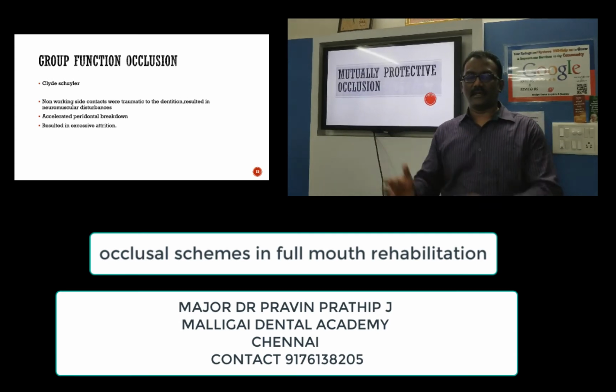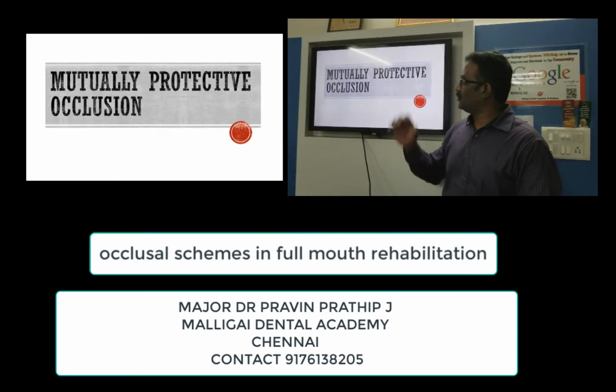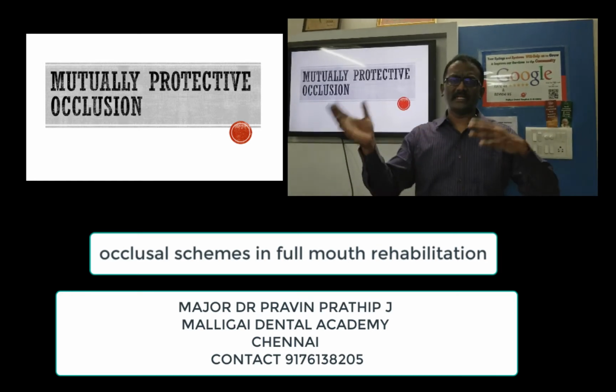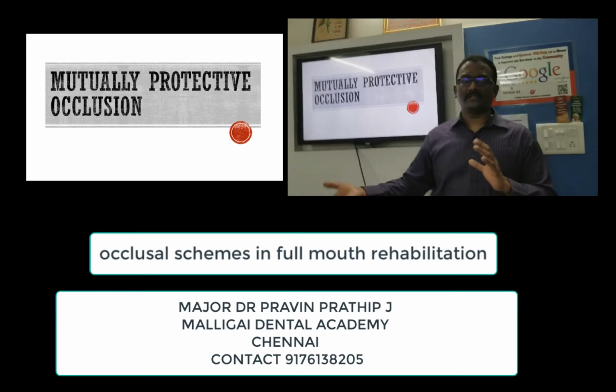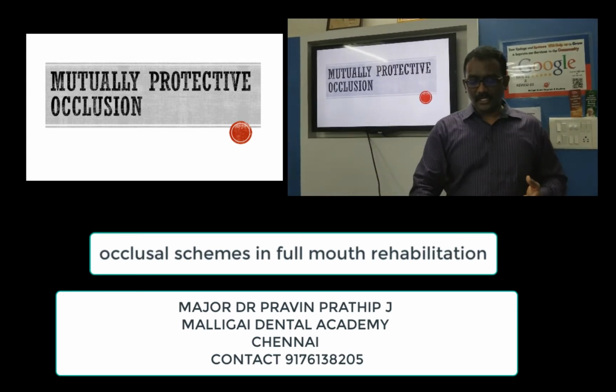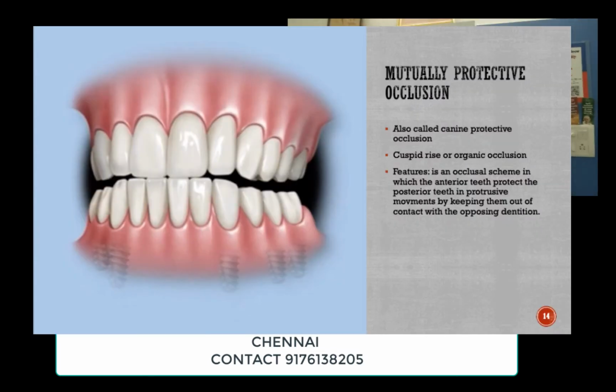So the third thing we are going to see is mutually protective occlusion. The first thing is balanced occlusion. The second thing is group function, otherwise called unilateral balanced occlusion. The third thing is mutually protective occlusion. In mutually protective occlusion, when you view a protrusive movement, this is otherwise also called canine protective occlusion, the cuspid rise, or organic occlusion. These are the three names.